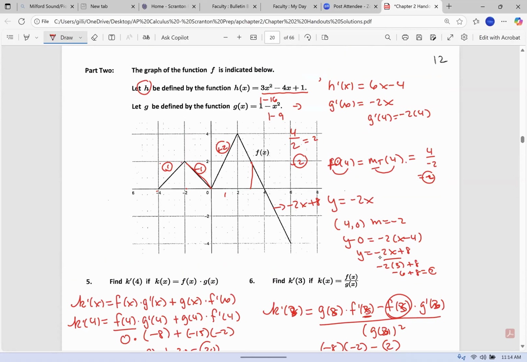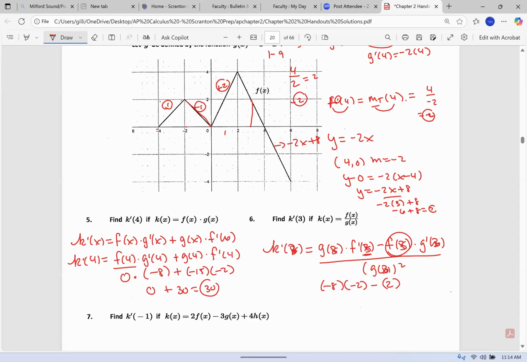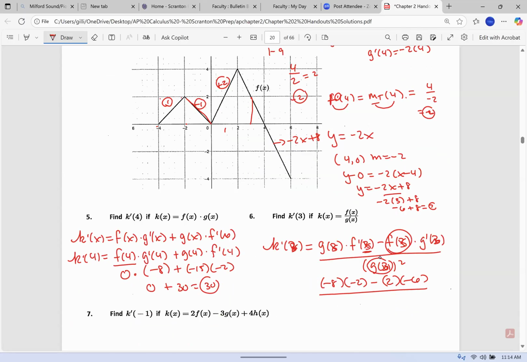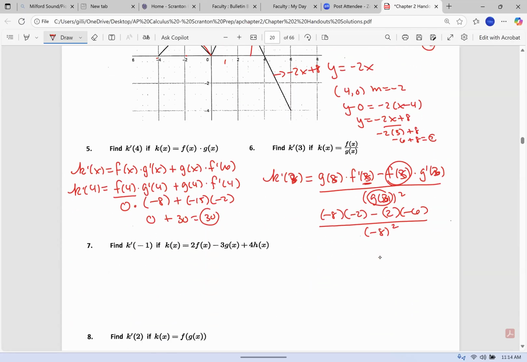And what's g prime at 3? Well, the derivative is here, and negative 2 times 3 would be negative 6. And this is g at 3 squared. So g at 3 is 1 minus 9, which is minus 8, quantity squared. And that's going to give me, by the order of operations, 16 plus 12 over 64. And you can clean it up from there.